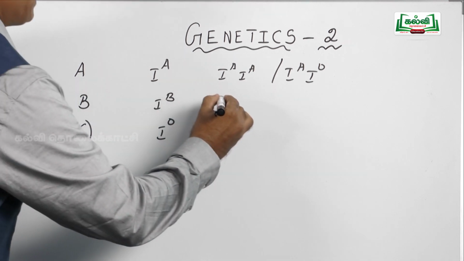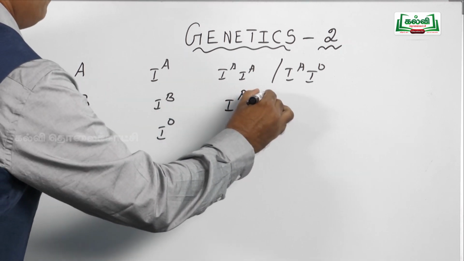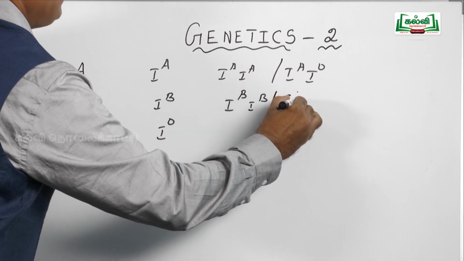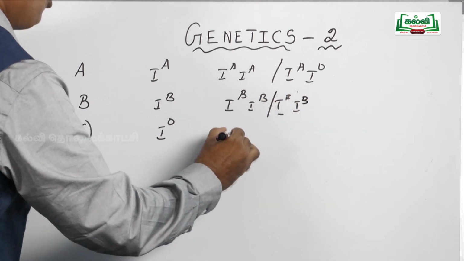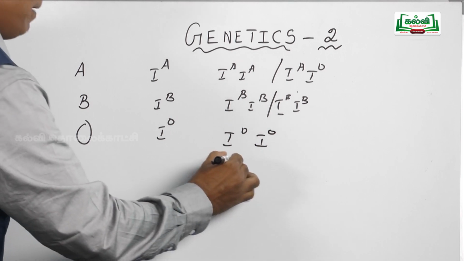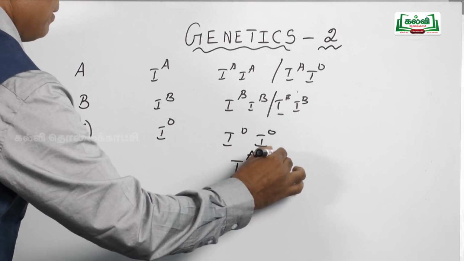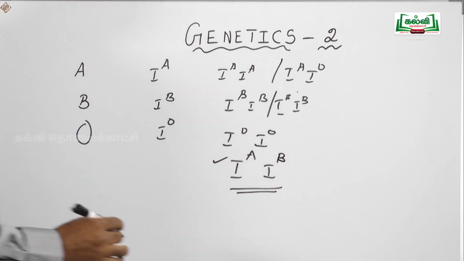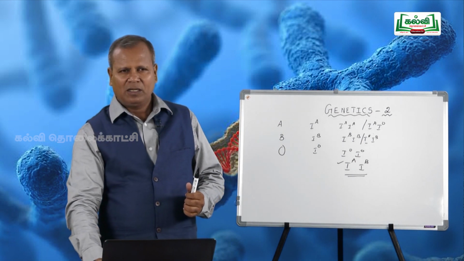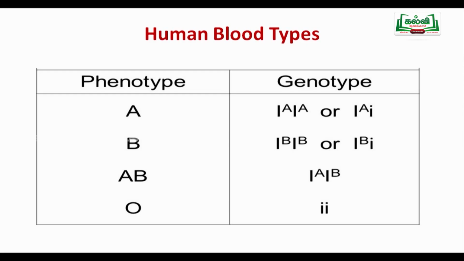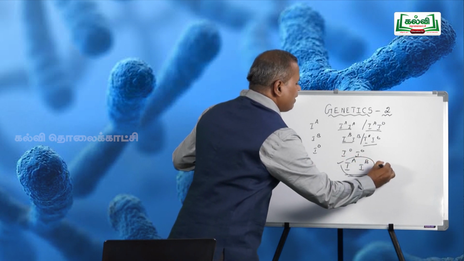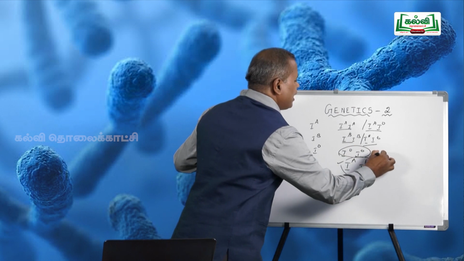The genotype of blood group B is IB IB or IB IO. Here I stands for isohemagglutinin, and the blood group O is IO IO. But in the blood group AB, the A and B genes are both present and their characters are expressed. This phenomenon is said to be codominance. See the chart for the phenotype and genotype. Phenotypes are A, B, O and AB. The genotypes are IAIA or IAIO, IBIB or IBIO, the third is IOIO, the fourth is IAIB.